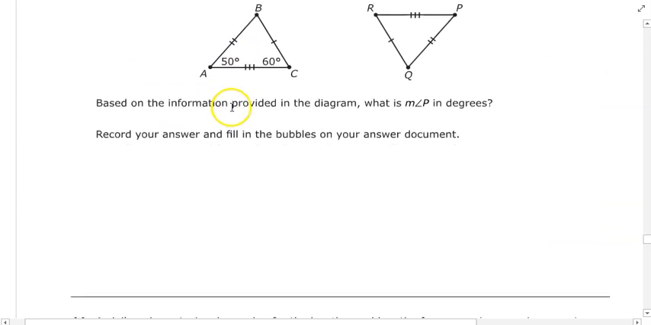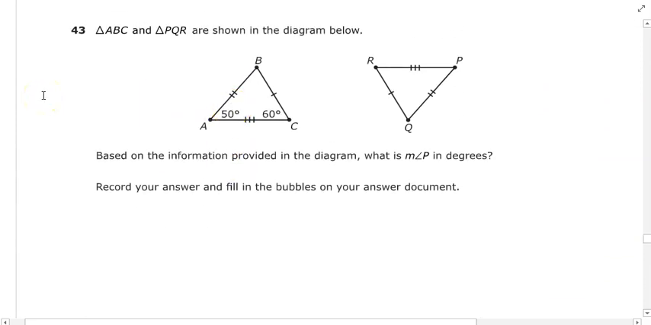Okay, moving on to 43. Here it says we have two triangles shown in the diagrams below. Based on the information provided in the diagram, what is the measure of angle P in degrees? It looks like I have two congruent triangles based on side, side, side congruency. I can tell which angles correspond based on those side markings. So in between 1 and 3 tick marks, this should be 60 degrees.